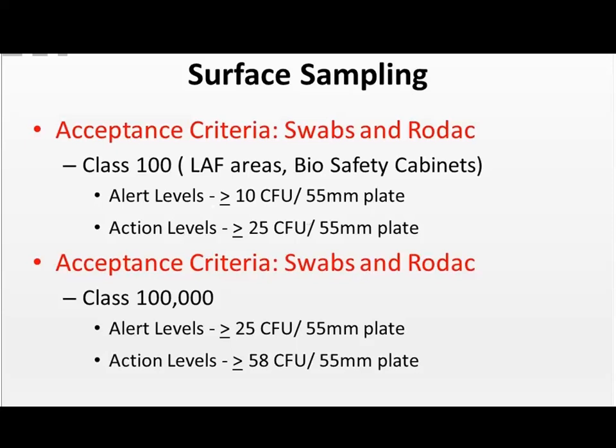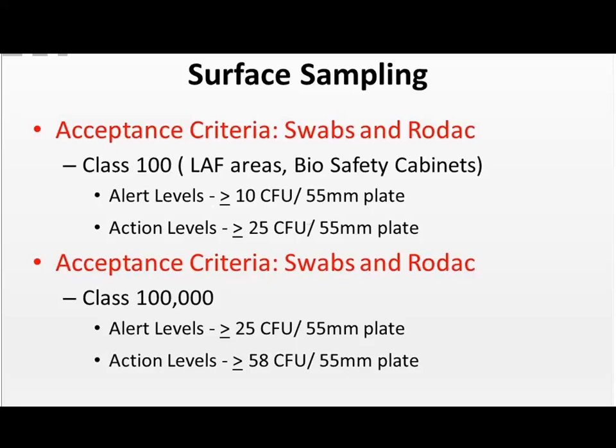So you have established alert levels and action levels. You should have SOPs in place as to what actions to take if you reach your alert level, and then again, if you reach your action level. Once you reach an action level, there should be investigations going on. There should be identifications of these organisms, and you should have SOPs in place for that.